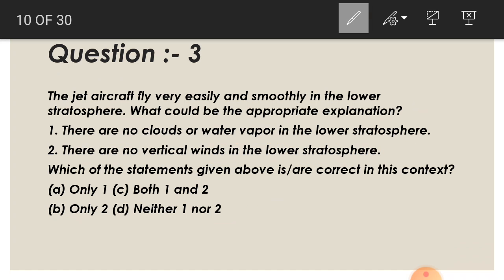Now question number 3: jet aircraft fly very easily and smoothly in the lower stratosphere. What is the appropriate reason for this? Here we should have some knowledge about the lower stratosphere, then we will be able to answer this question. Let's read the options. There are no clouds or water vapor in the lower stratosphere, and there is no vertical wind in the lower stratosphere. So it is telling us that there is no cloud and no vertical air flow, and this is the reason that jet aircraft move very smoothly.